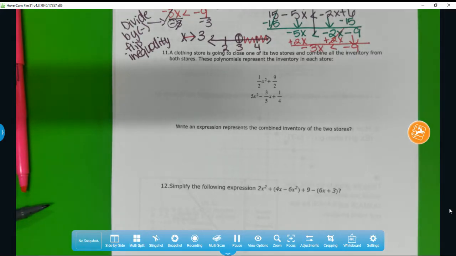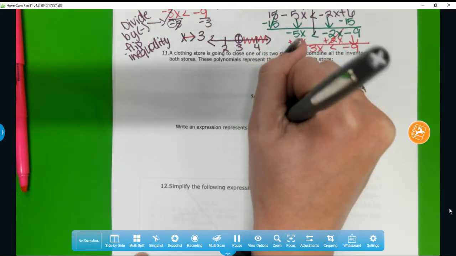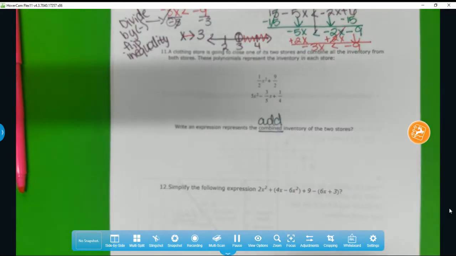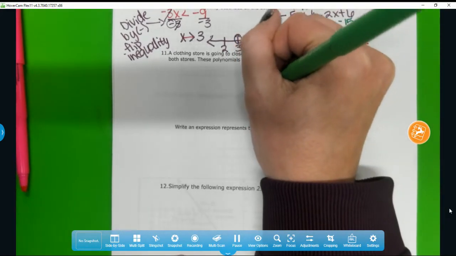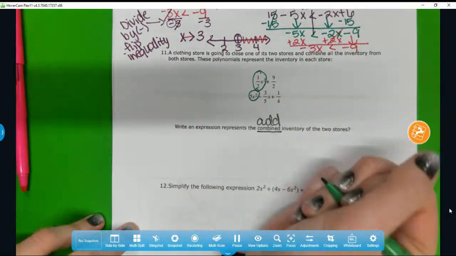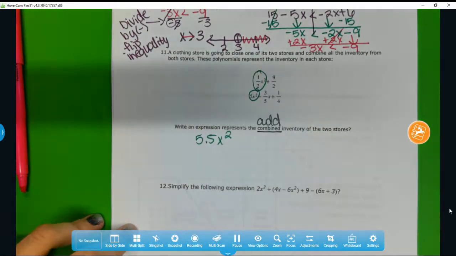All right, so a clothing store is going to close one of its 2 stores and combine all the inventory from both stores. These polynomials represent the inventory in each store. Write an expression that represents the combined inventory. So combined means we are going to add those 2. Okay, we're going to combine our like terms. So I'm going to combine the 1/2 with the 5. So when I add 1/2 plus 5, I get 5.5x squared.